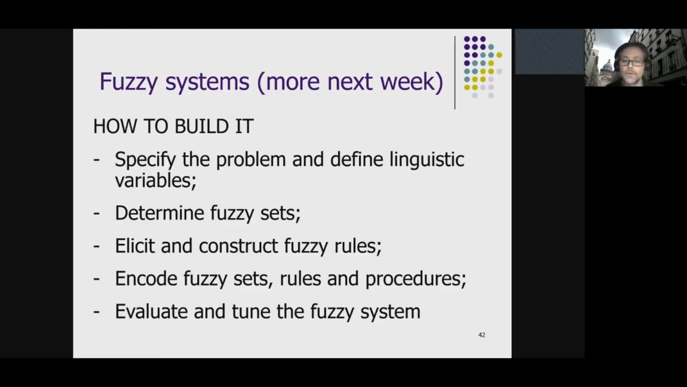We evaluate the performance, and then it's possible to tune the fuzzy system, as we say. Tuning is done by altering the shapes of fuzzy sets, or altering the form that these specific operators take, or even by doing some kind of cleaning of the rule base.